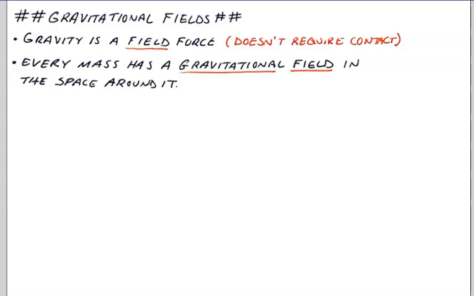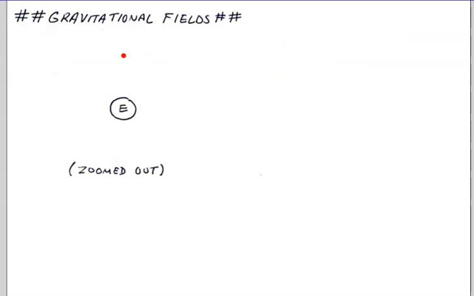Every mass has a gravitational field in the space around it. We can't see these fields, but we can use a model to visualize them. Here's the Earth zoomed way out. If we held a rock high above its North Pole and dropped it, which way would it fall? Well, it'd fall down. What about if we held it above its South Pole? The rock would still fall down towards Earth. No matter where we hold the rock, it'll fall towards Earth. This is an example of a varying gravitational field.